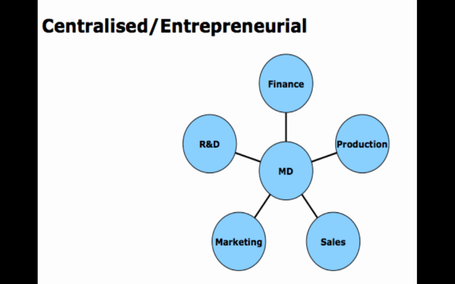Here you have a centralized business structure, which consists of the managing director in the middle, and all of the functions, such as finance, production, and sales, all report to the managing director in the middle.